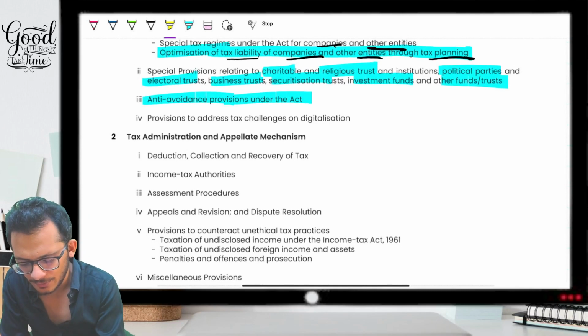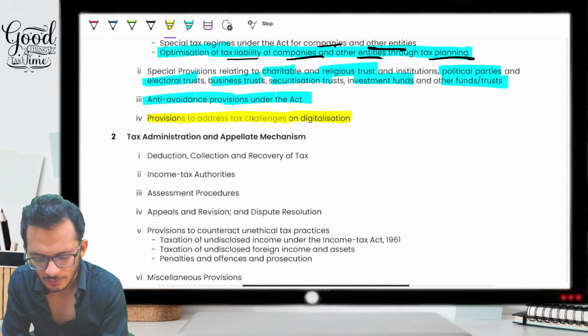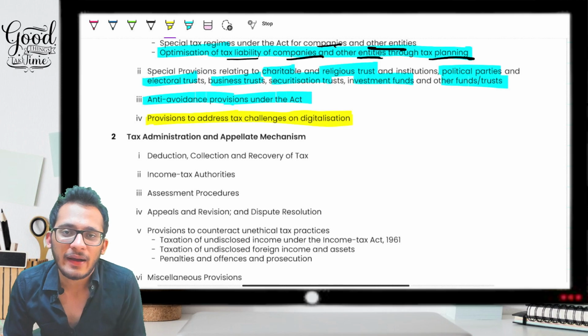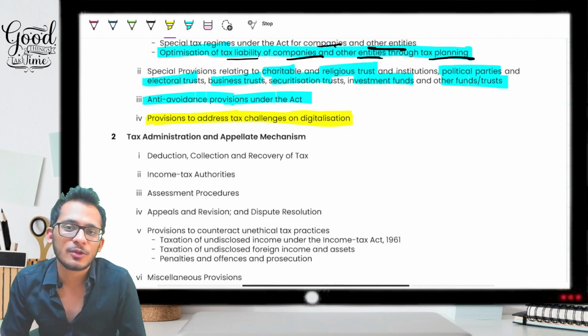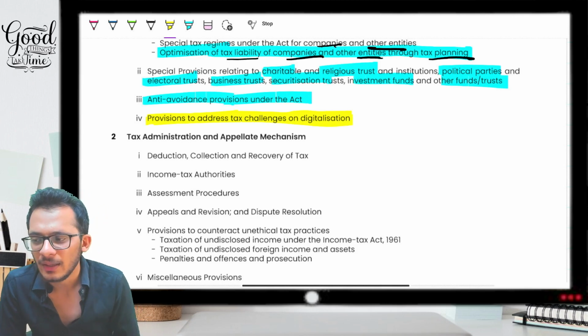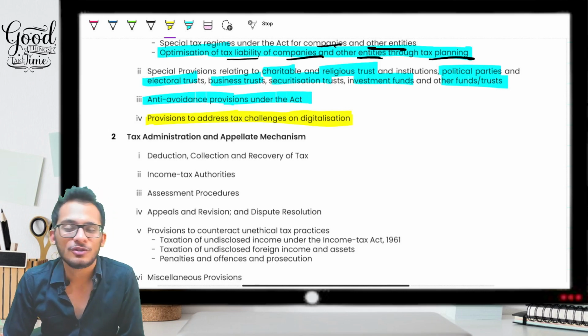I notice here something called provisions to address tax challenges of digitalization. Now this is a new thing, and I honestly don't know what they're talking about. If you ask me, I would say this is talking about the BEPS Pillar 1, which is notified worldwide, where they're talking about the digital economy. But unfortunately, India has not notified many of such schemes, so I'm not sure what they're talking about.